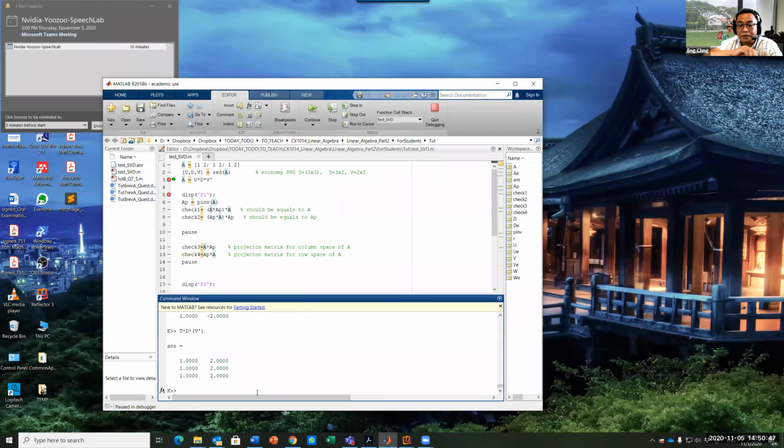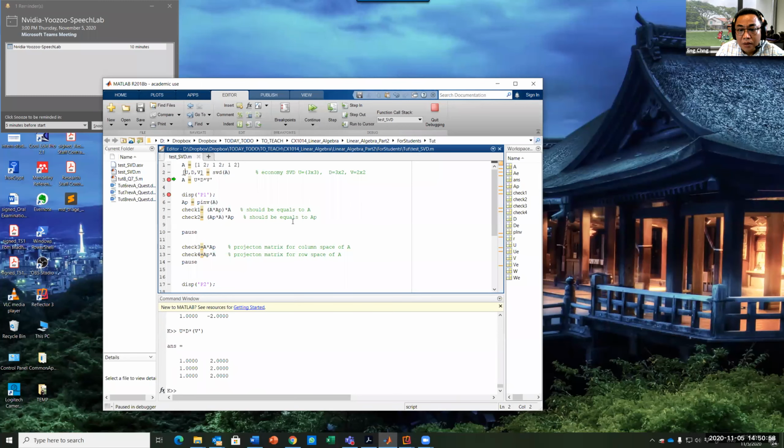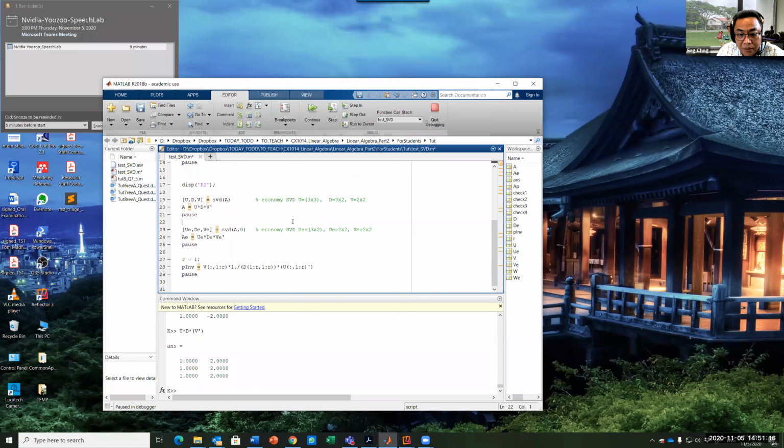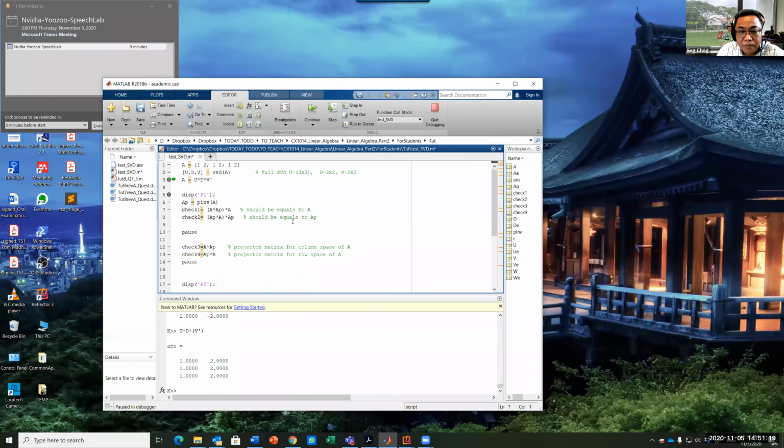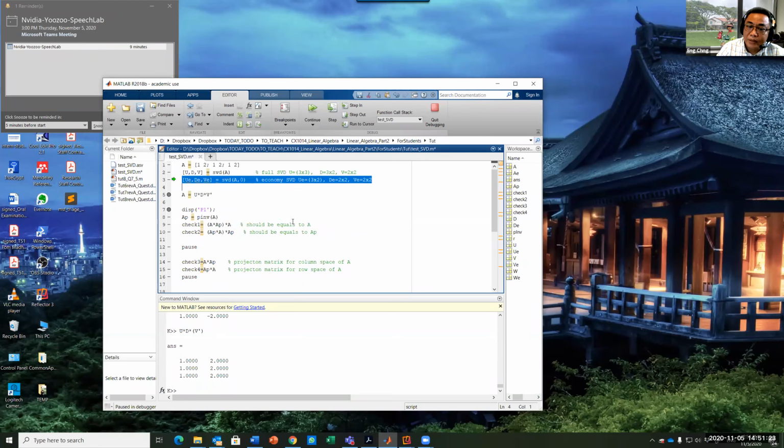Now, if some of you are going to ask me, what is an economy size SVD? All right, let's go and get the economy size SVD for you. So an economy SVD will be here, by putting a 0 here. This is a full SVD, I should say. So what's the difference, guys? I'm going to do SVD(A, 0). So please go and do help SVD, and you will see what this 0 parameter does. Let's run this code.